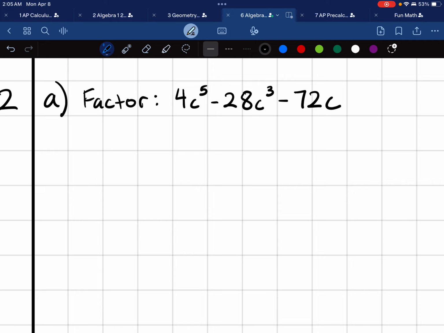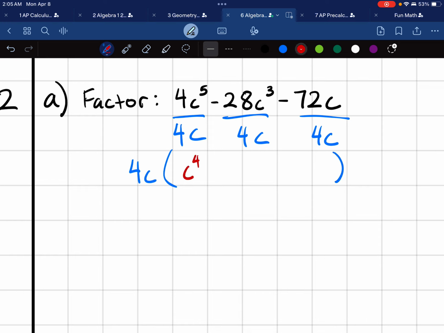This one I think should be bigger. I don't remember what I did on this one. Okay, first of all, I'm seeing a greatest common factor. Let's go ahead and do that first. Greatest common factor here, I can factor out a c. Can I factor out a 4? I can factor out a 4 because I can divide both of them by 2 twice. So if I do that, 4c is factored out. What's left over in here?